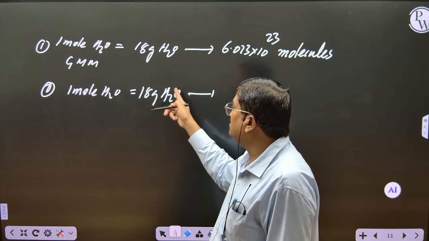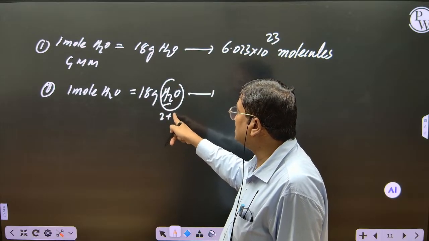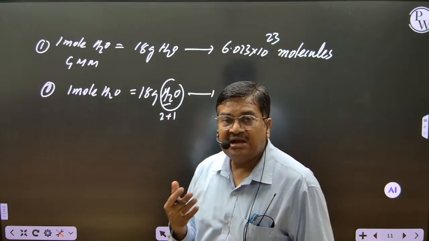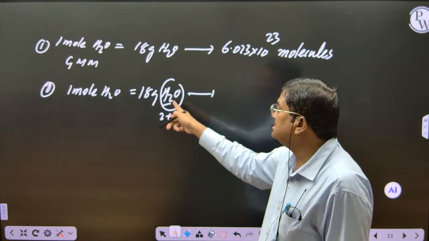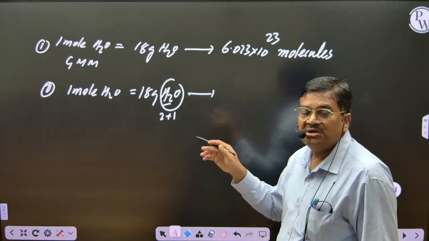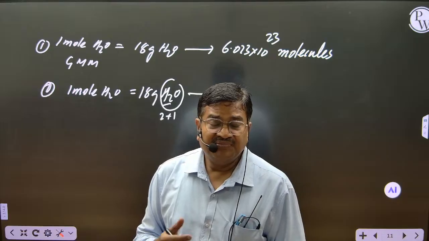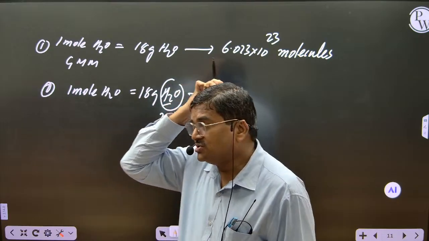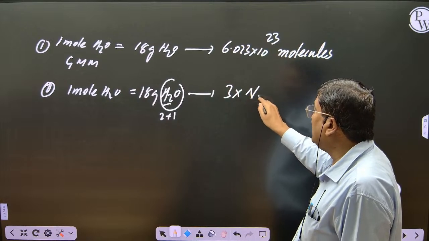Now can you tell me what is the atomicity here? 2 from hydrogen, 1 from oxygen. Since he is asking atoms, you have to consider the total atoms. Total atoms are how many? 3. So what should I do? This 1 mole of 18 grams water is having 3 atoms, no? So I have to write this as 3 into, sometimes in textbooks they write like this.